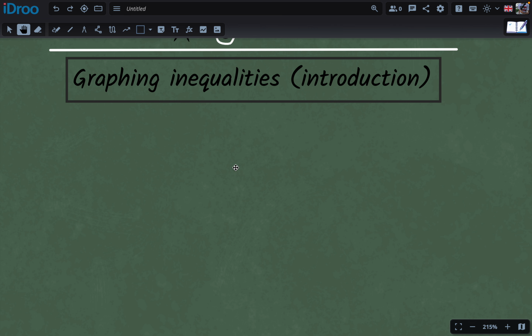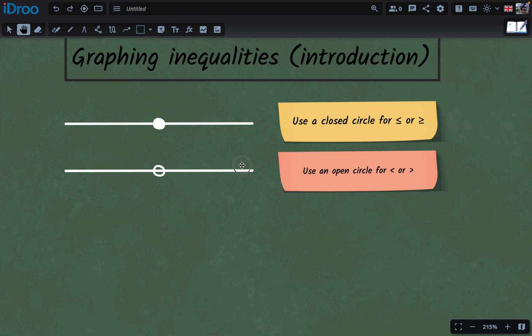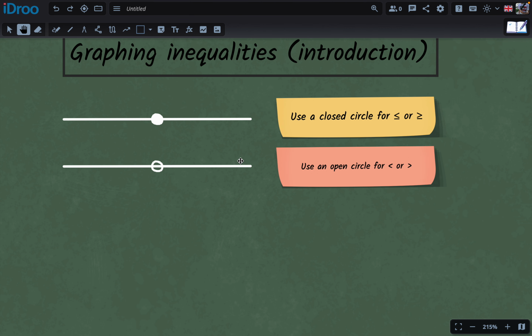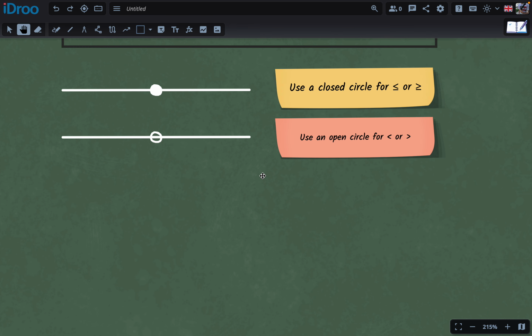Graphing inequalities. Quick look, just an introduction. When it is less than or equal to or greater than or equal to, we use a closed circle, but we use an open circle for less than or greater than, just without being equal to something.